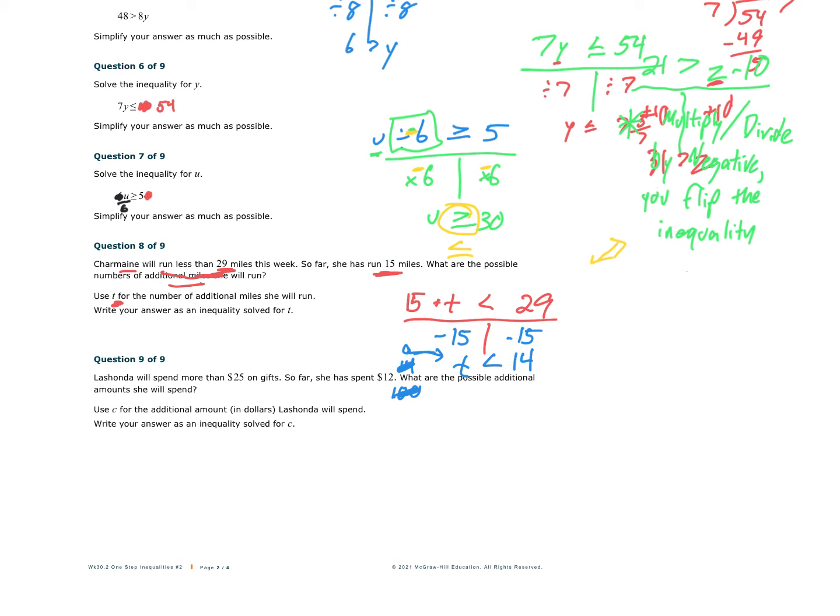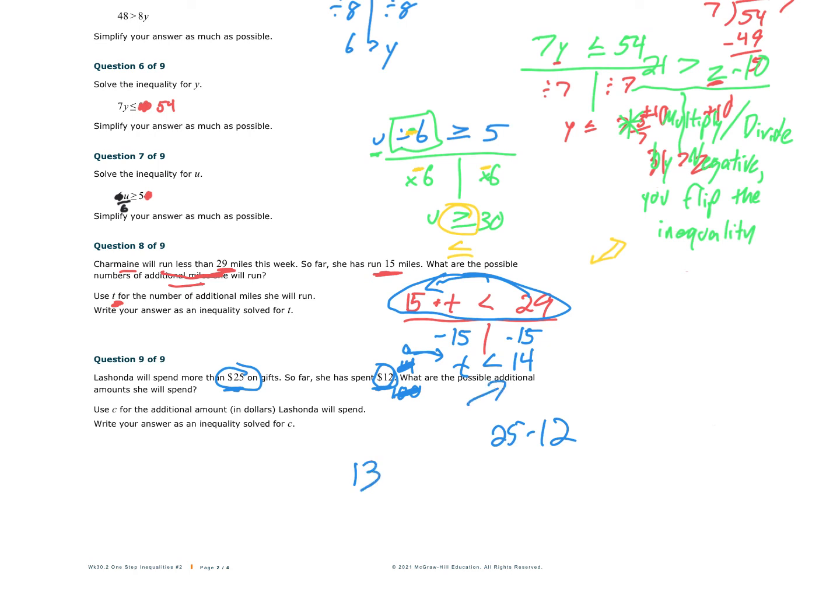Okay? Now the other way we can do it, I'll do it the other way on this next one. Instead of setting up a one-step inequality first, I'm going to do this math first and then have an inequality. LaShonda will spend more than $25 on gifts. So far, she has spent $12. Okay, so I'm going to go ahead and do this math right now. I know I'm going to use the number 13. 25 minus 12 is 13. So 13 is going to be my ending number.